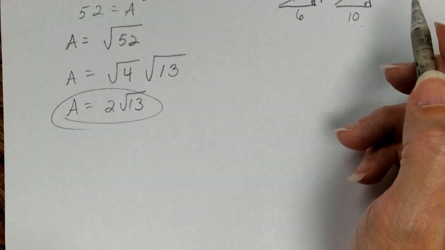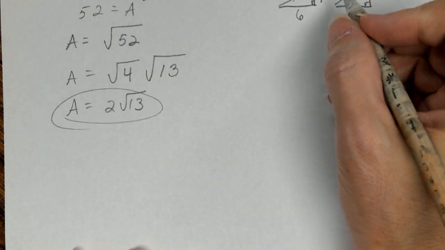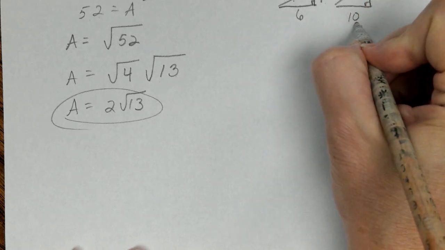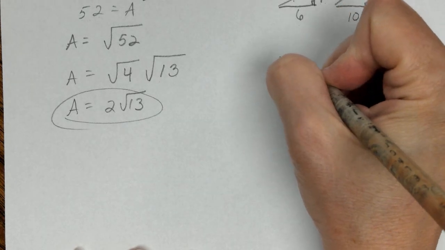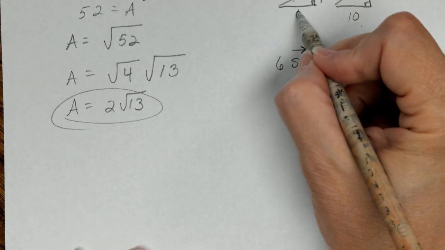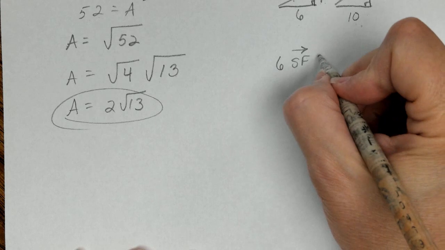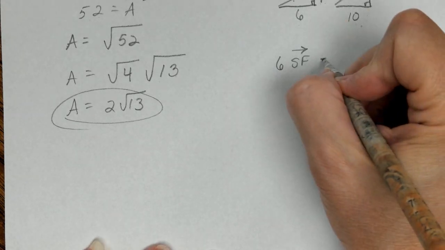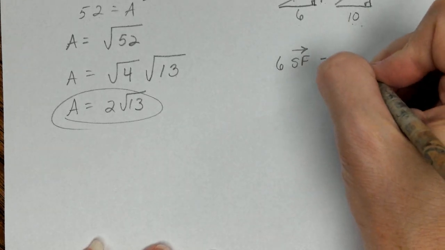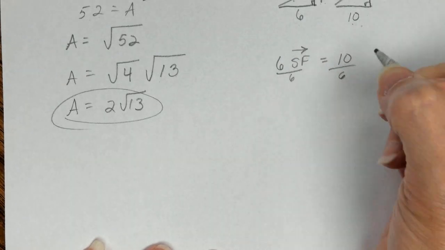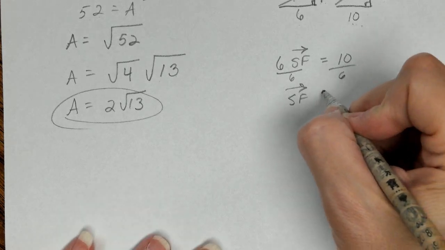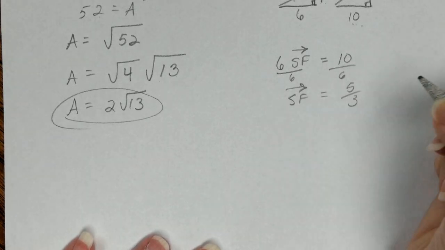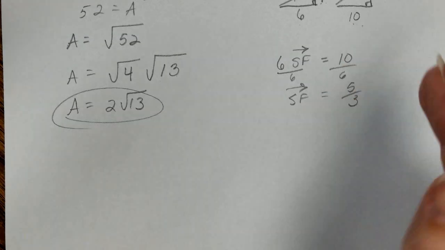If we're doing scale factor, what do we take times 6 to get 10, and that's what we'll take times 4 to get C. So 6 times the scale factor, going from this triangle to that one, that's why the arrow, will give me this side, which is 10. I would divide both sides by 6. That means the scale factor is 5/3, reducing that. So I would take that scale factor times the 4, and that gives me C.